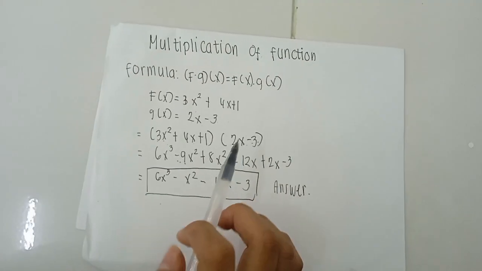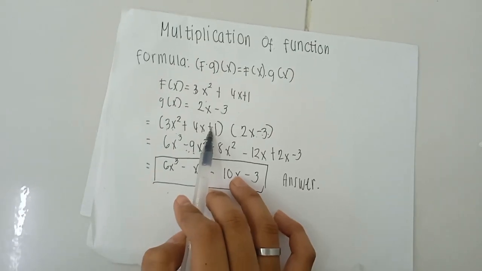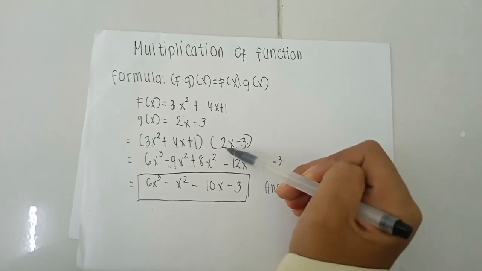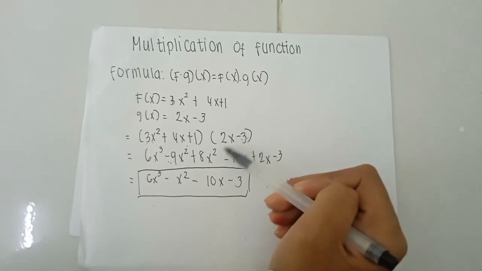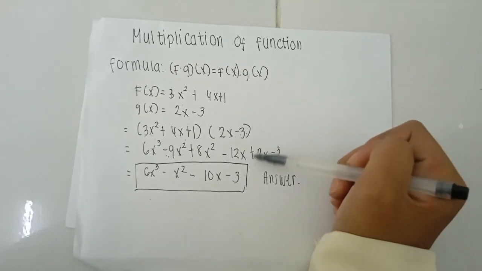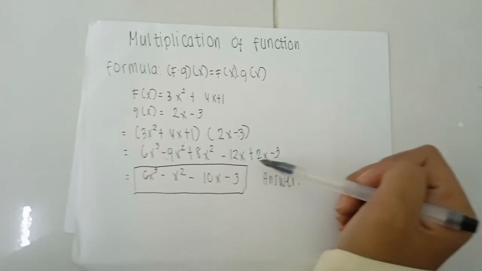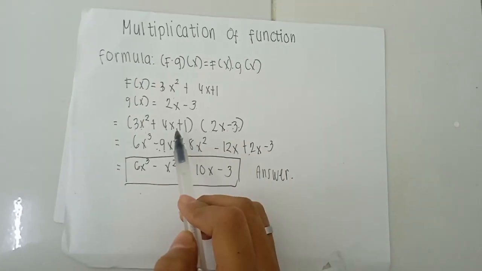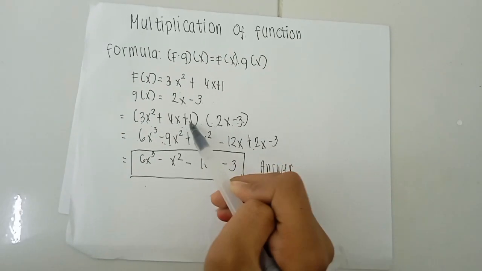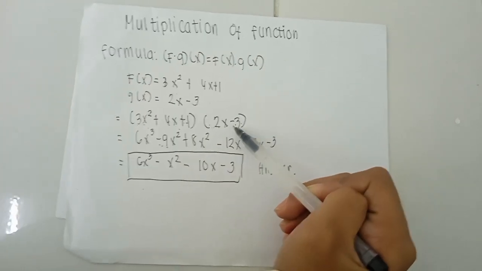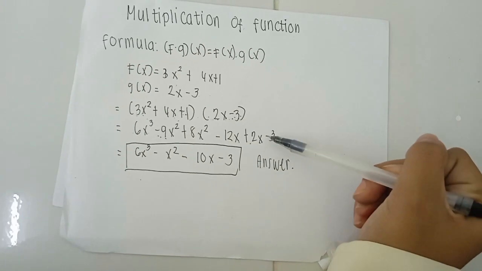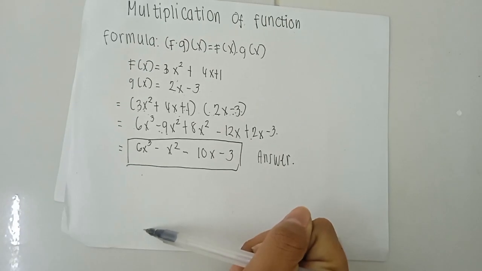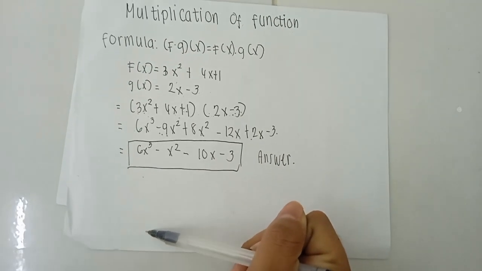So, dito naman tayo sa 1. So, 1 times 2x is equal 2x. So 1 times negative 3 is equal negative 3. So combine like terms. So we need to simplify.